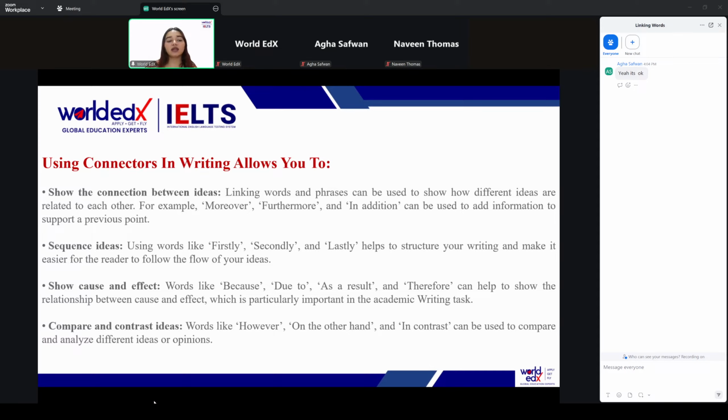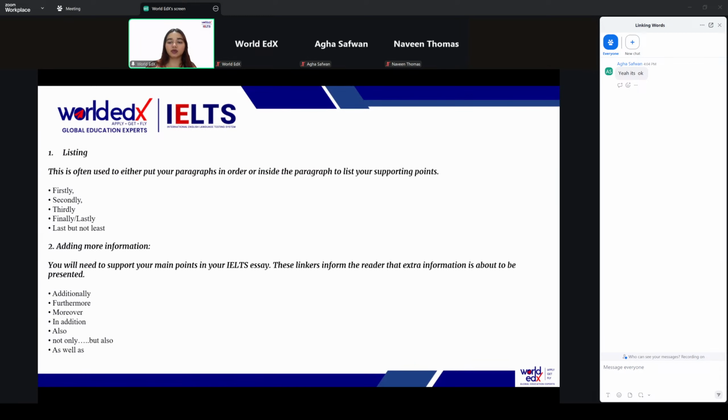The next is compare and contrast ideas. Words like however, on the other hand, on one hand, on the other hand, on one side, on the flip side. These are to be used when you're talking about two extreme options. For example, advantage and disadvantage, causes and effect. You don't have to use on one hand, on the other hand in an opinion based essay, where all your essay is going to be a chronicle of you backing up your statement. There you don't really have to use them, because you're just going to give more light on the idea that you either agree or disagree.